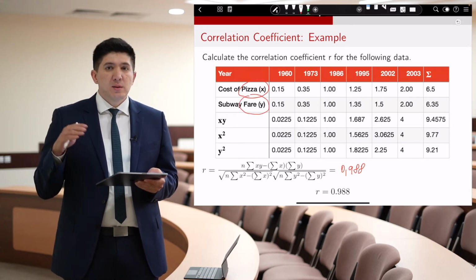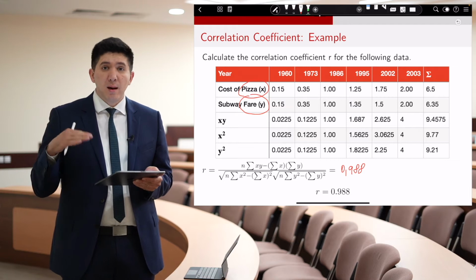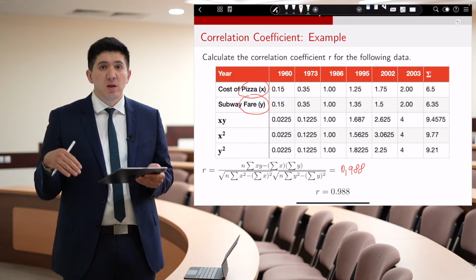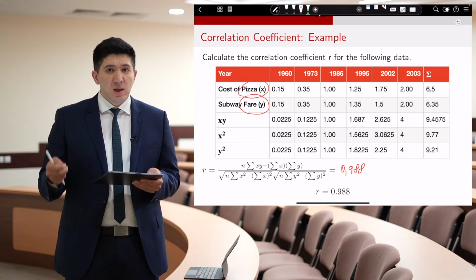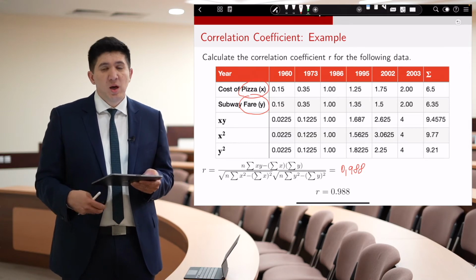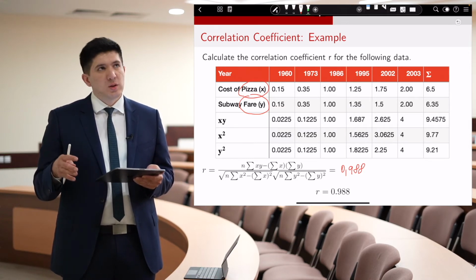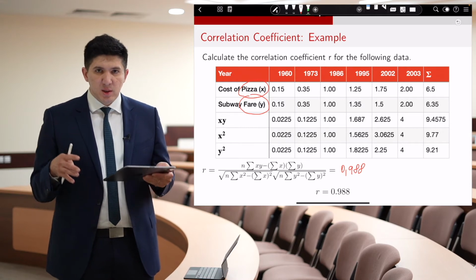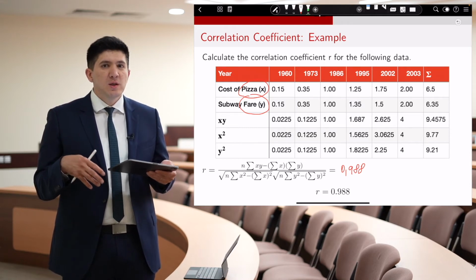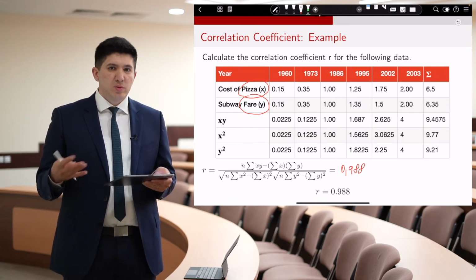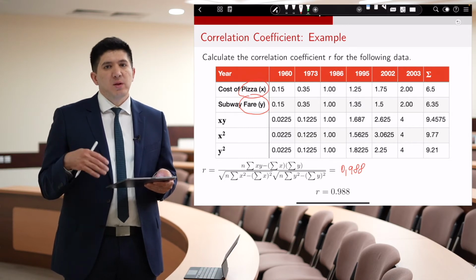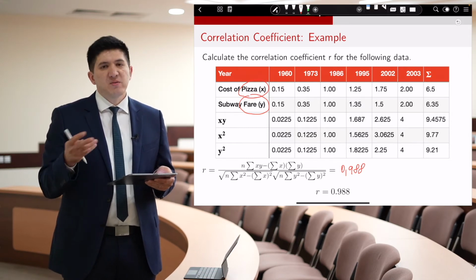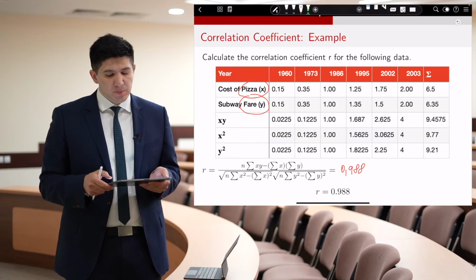So by just understanding how the price for the pizzas is changing, you can understand how the ticket prices for the metro are going to change. For example, mapping this example into our country, by just understanding how the price of the bread is changing, you can understand how the bus fares are going to change.